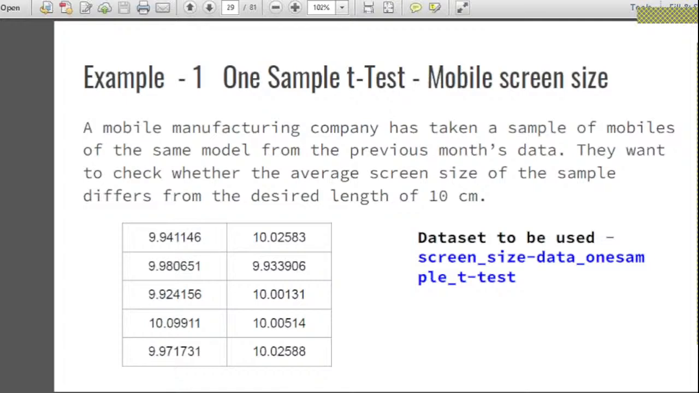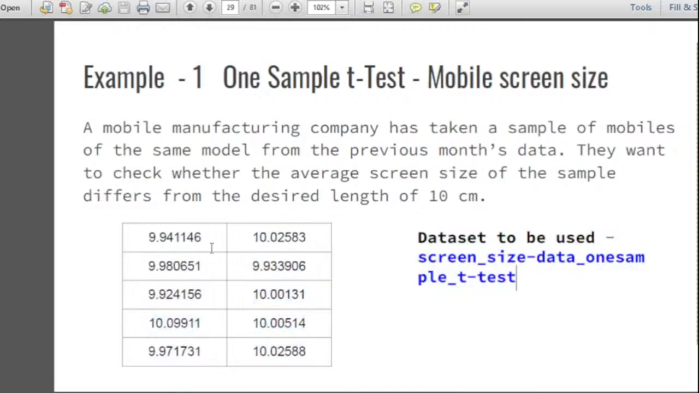A mobile manufacturer company has taken a sample of mobiles of the same model from the previous month's data. They want to check whether the average screen size of the sample differs from the desired length of 10 centimeter, right? They have taken a sample of 10, and these are the 10 screen sizes, right?